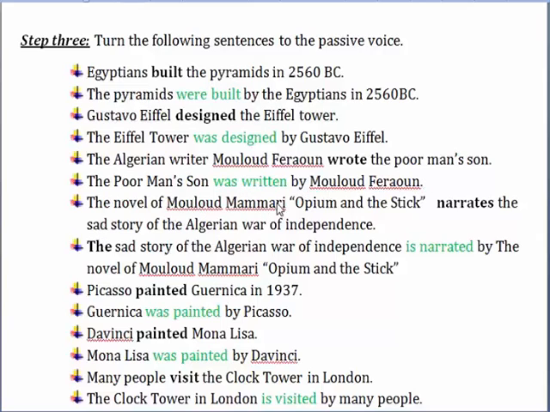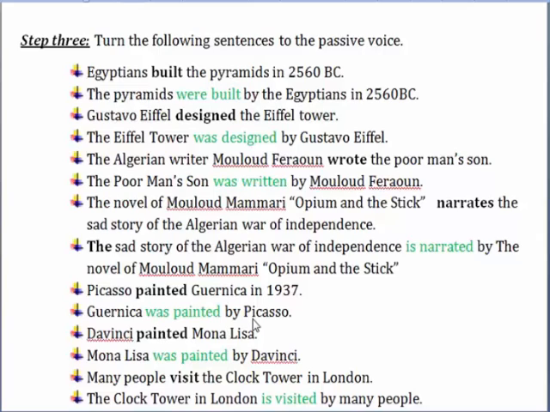The novel of Mouloud Mammeri, Opium and the Stick, narrates the sad story of the Algerian War of Independence. Narrates is the present simple tense. So it becomes: The sad story of the Algerian War of Independence is narrated by the novel of Mouloud Mammeri, Opium and the Stick. Picasso painted Guernica in 1937.